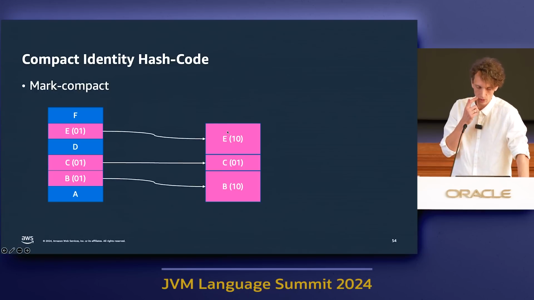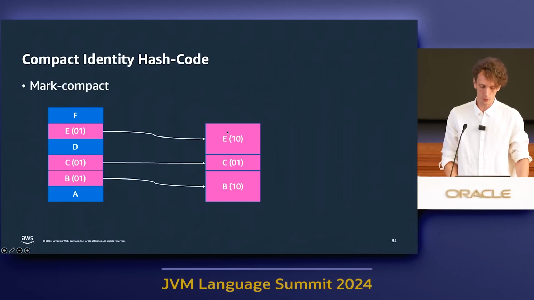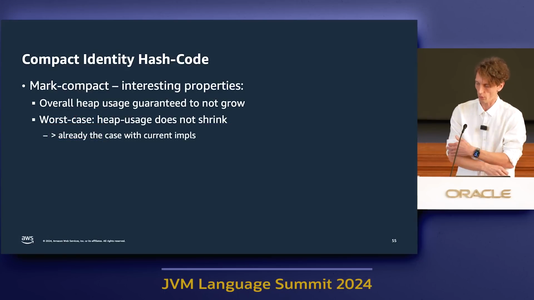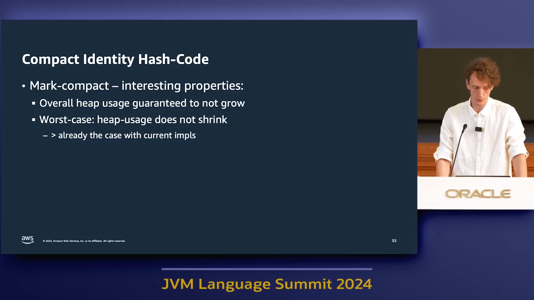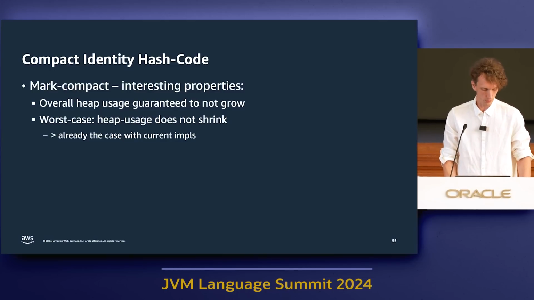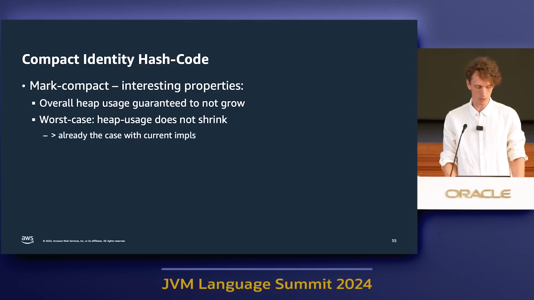If you think about this a little more, this has the interesting property that the overall heap usage is guaranteed to not grow in this scenario. The worst case here is that the heap usage does not shrink, but this is already the case. There might be full GCs that don't yield any memory reclamation. So it's basically okay. It doesn't misbehave. It still throws out of memory if it cannot reclaim any heap space, but that's the way it is.